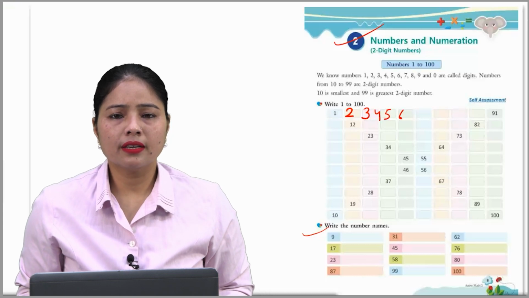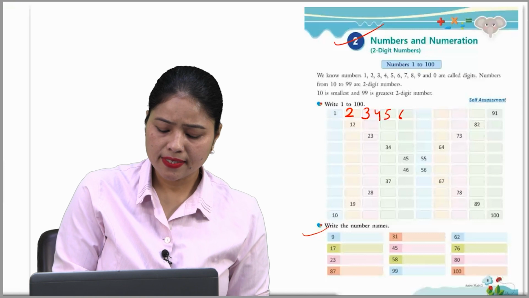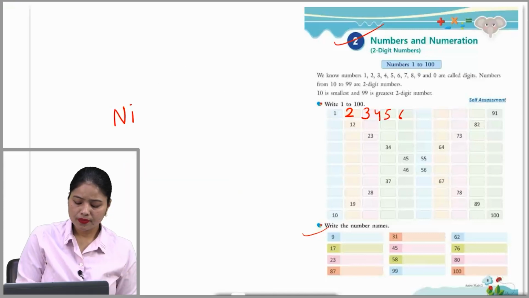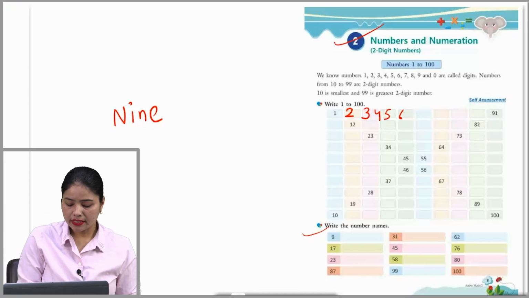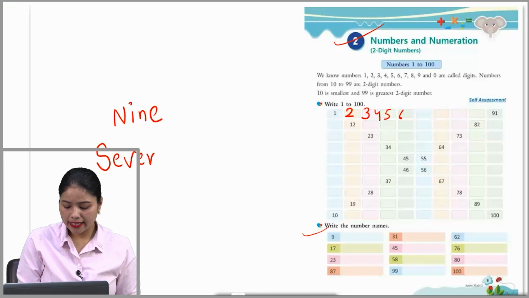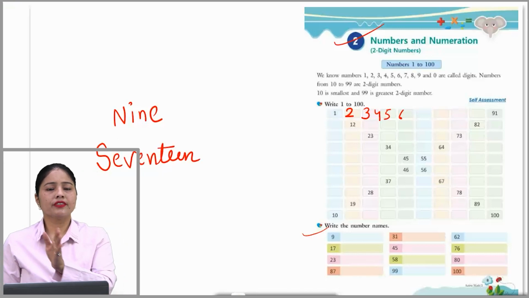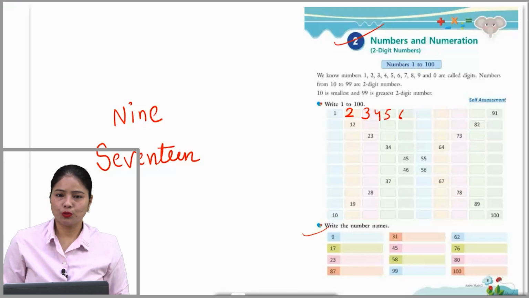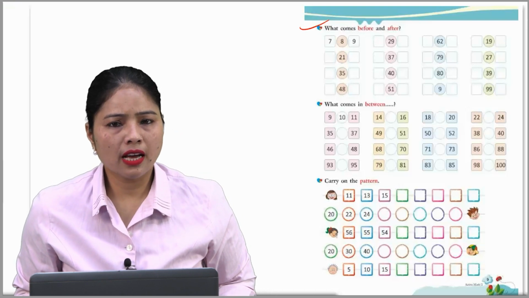Write the number names. So first one is given 9. So spelling of 9 is N-I-N-E, 9. Then 17. So how to write 17? S-E-V-E-N, 7, and then teen, T-E-E-N, 17. This is how we write 17, then 23, then 87. You have to fill it to your own beta, okay? Just do practice well.